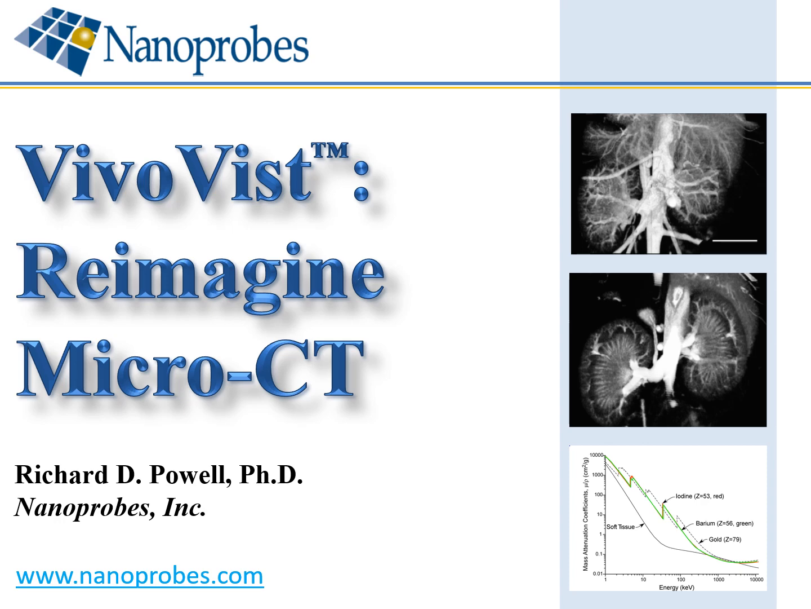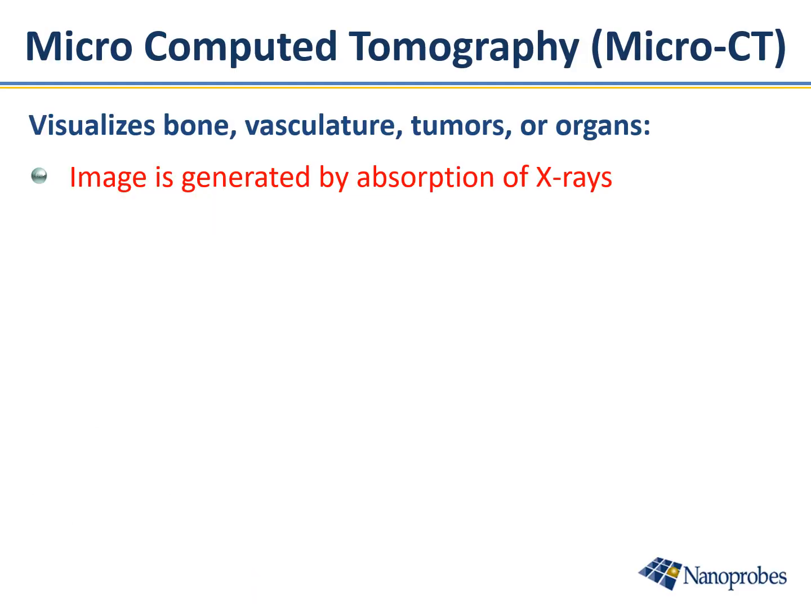Today we are going to reimagine micro-CT with our new contrast agent, VivoVist. Micro-CT, or microcomputed tomography, is an X-ray imaging technique that's used to visualize bone, the vascular system, tumors, organs, or organ systems. The image is generated by the absorption of X-rays by tissues, organs, or tissue components.